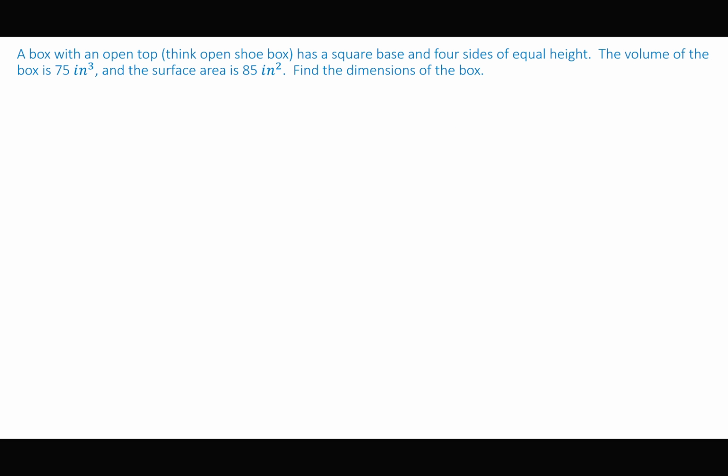So here we go. A box with an open top. So think of a shoebox, but it has a square base and four sides of equal height. All right, so think of that we have some square base and then we have our box that's open.